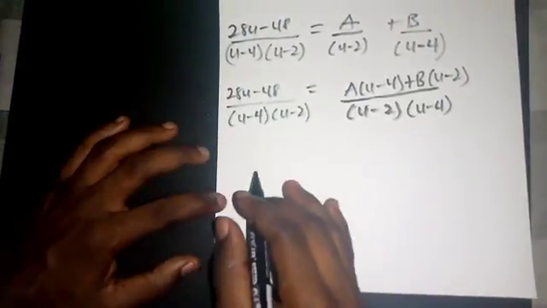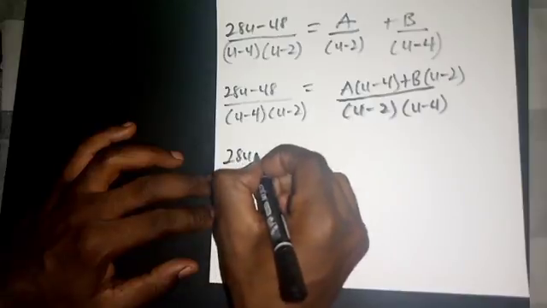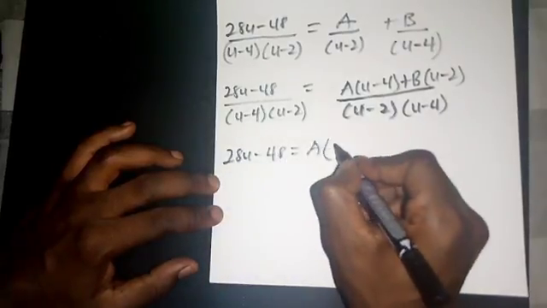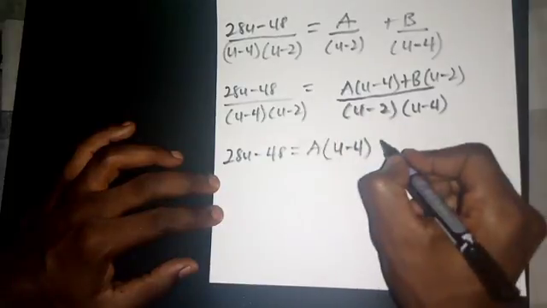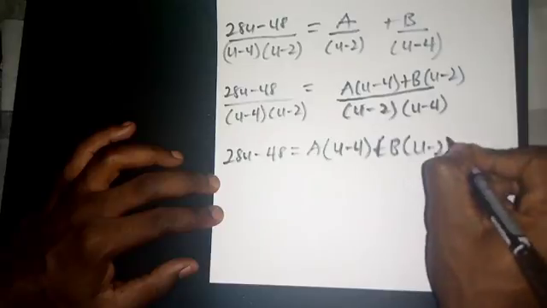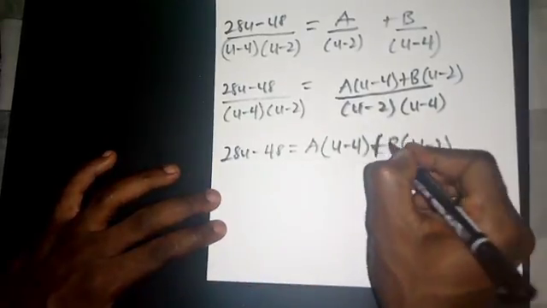Alright, so this is what we have. Then from here we take the numerator: a times (u minus 4) plus b times (u minus 2). Now this is what we have. So this is plus.